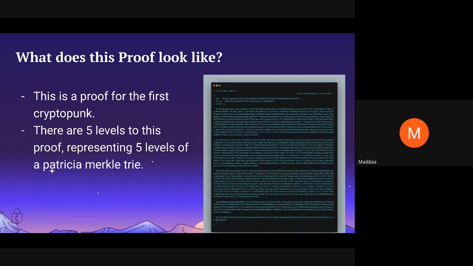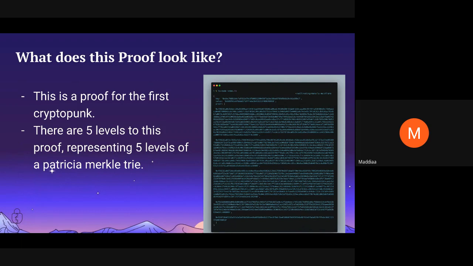So this is an example of a storage proof for the owner of CryptoPunk with ID 1. This is particularly the proof within the contract's data tree. So this is a 5 deep Patricia trie. As you can see, there are 3 large blobs of data. They are the 3 branch nodes in our proof. And then we have 1 extension node, which is the second last piece of data.